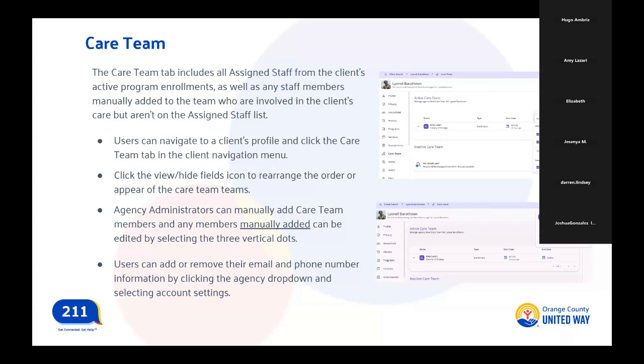Users can add or remove their email and phone number information by clicking their agency dropdown and selecting their account settings. As you can see in the bottom picture in the top right, in the orange box, I've selected my agency dropdown, and then the little person next to the gear icon is where the agency settings are located, where I can adjust my information. So just be aware that if you don't want your phone number to be shared, or you do want it to be shared, that's where you would include that information.